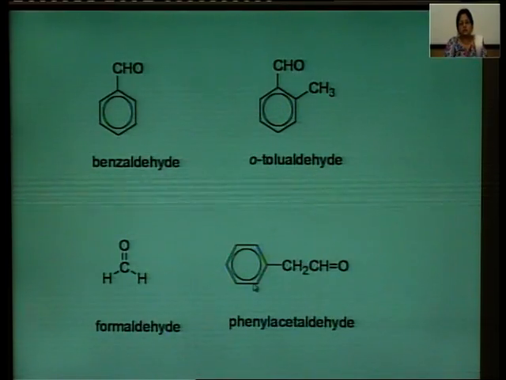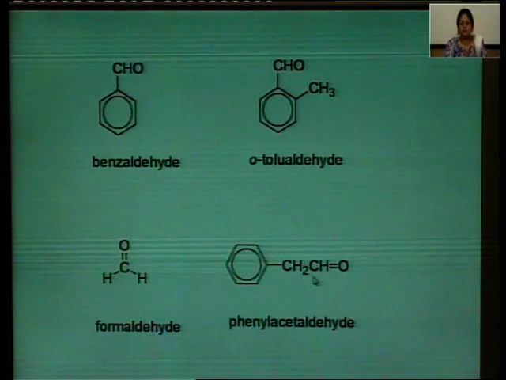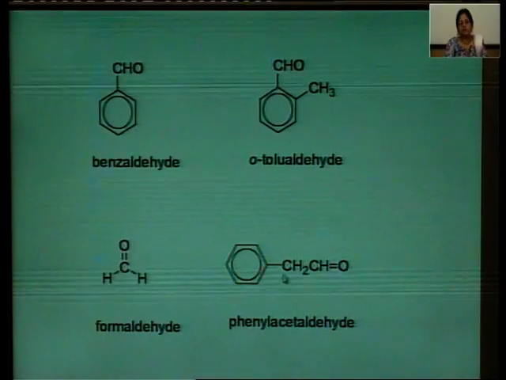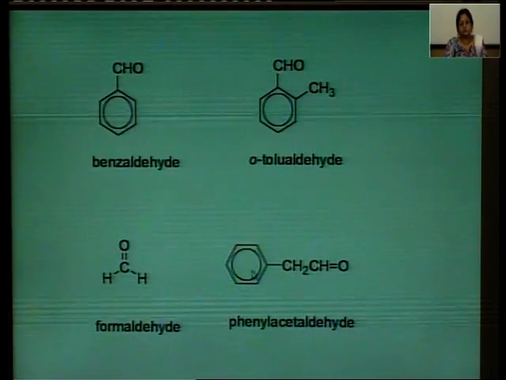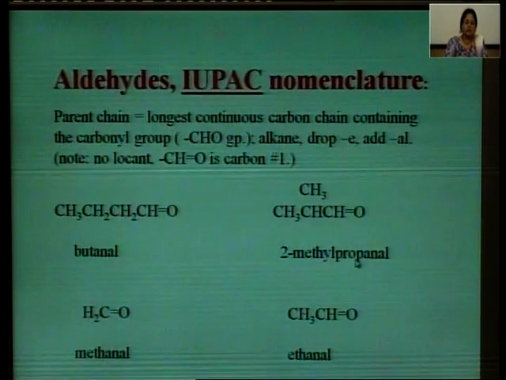and this is another example of an aldehyde, that is phenyl acetaldehyde. This is the acetaldehyde moiety. One H of the acetaldehyde is replaced with a phenyl moiety, that is why the name phenyl acetaldehyde.